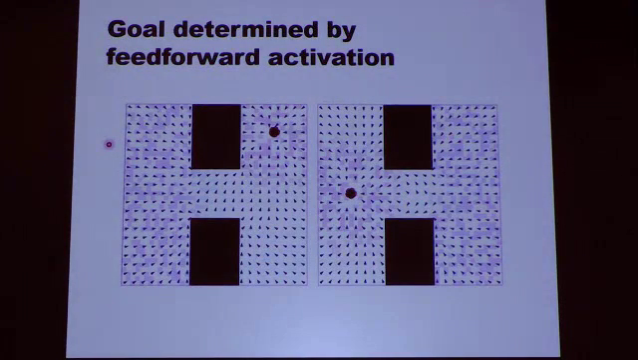And since this goal position is represented within this feed-forward stimulus, which can be updated on the fly, we can get different trajectories throughout the same environment by applying different feed-forward stimuli and looking at the resulting trajectory traced out by the population representation.